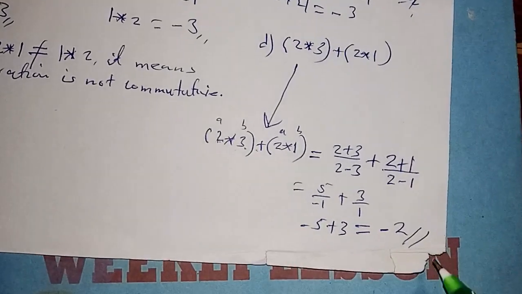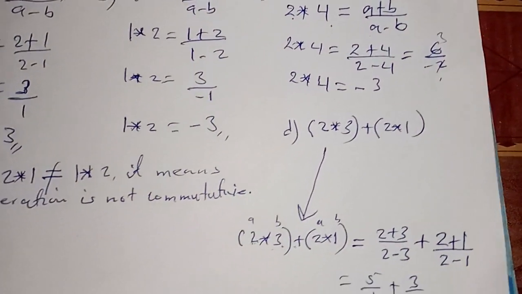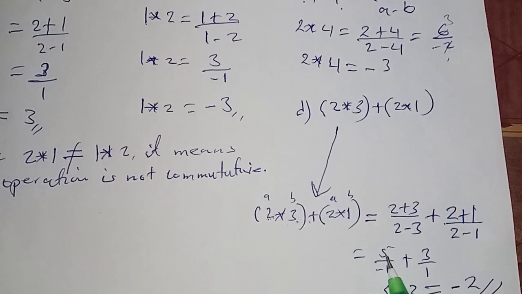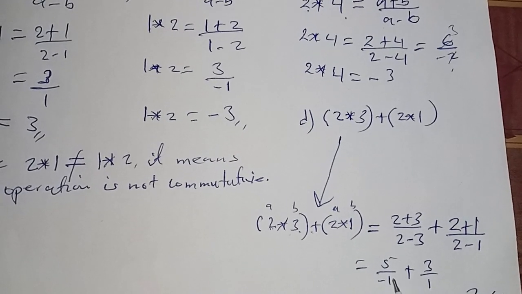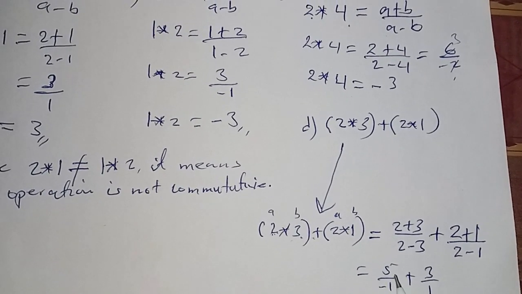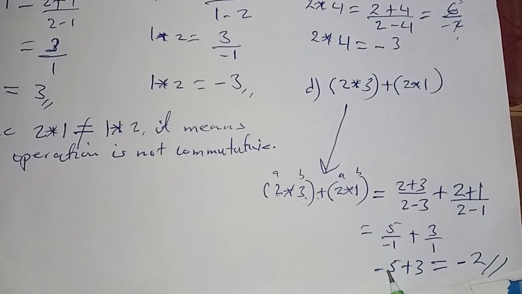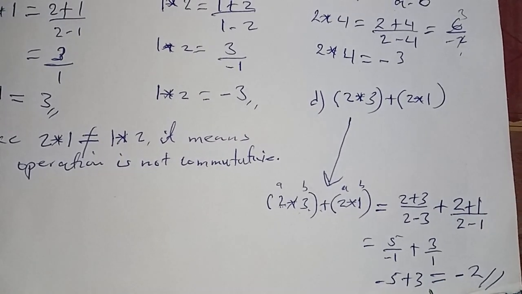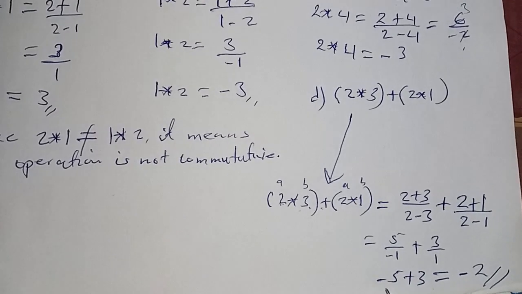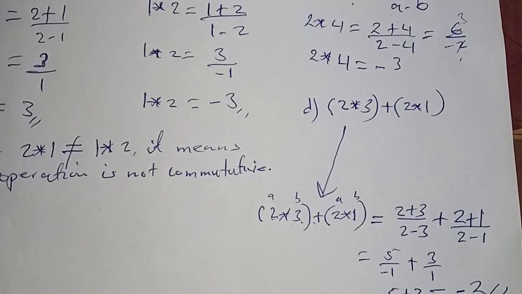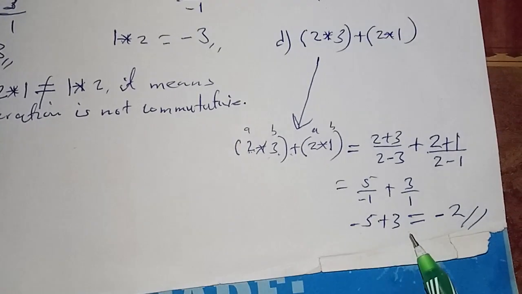The answer will be negative 2, because we know that any number over 1, I mean 5, any number over 1 is that number, right? So 5 over 1 is 5, but since I have negative, we place negative behind, but 3 over 1 is the same as 3, right? And the higher number carries the sign, which is 5. So negative 5 plus 3 is negative 2, right? So this is your answer for this session.